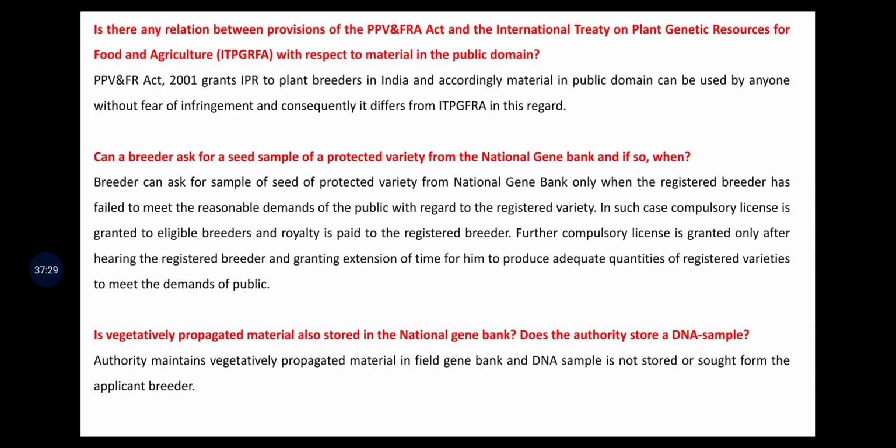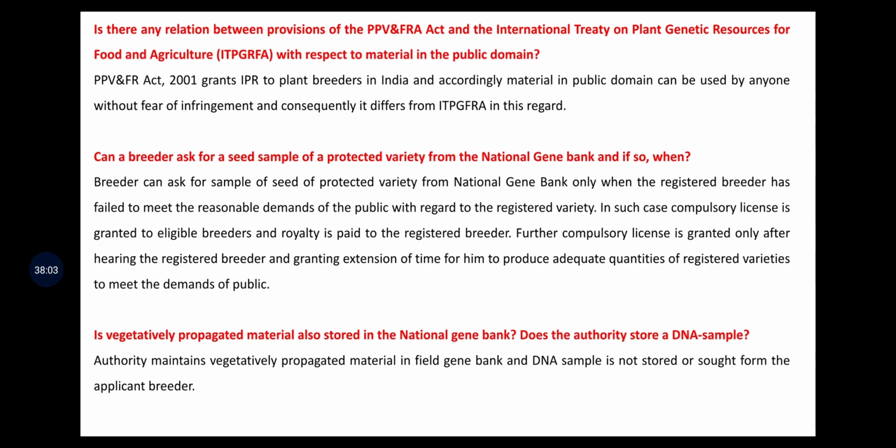Is there any relation between the provisions of PPV-FR Act and International Treaty on Plant Genetic Resources for Food and Agriculture with respect to material in the public domain? The answer is PPV-FR Act 2001 grants intellectual property right to breeder in India, and accordingly material in public domain can be used by anyone without fear of infringement, and consequently it differs from ITPGRFA in this regard.